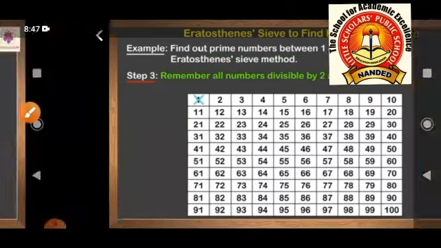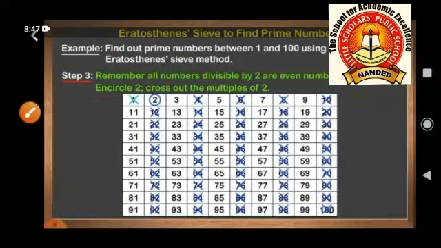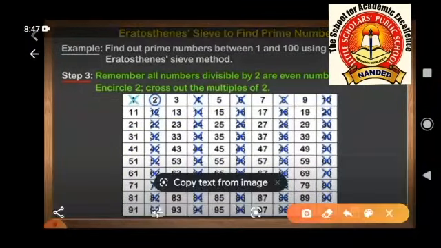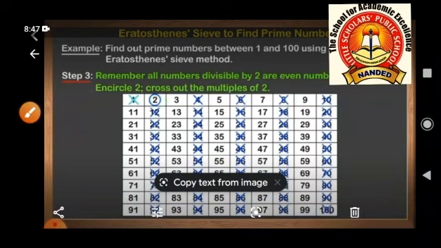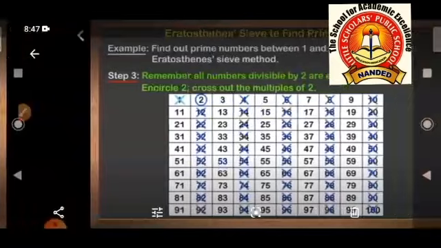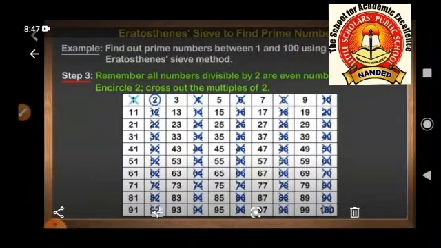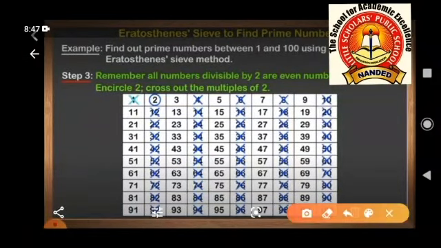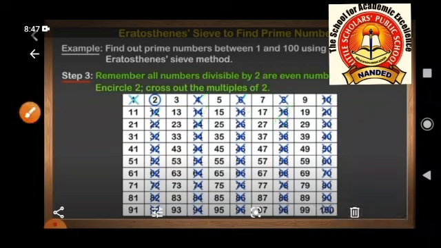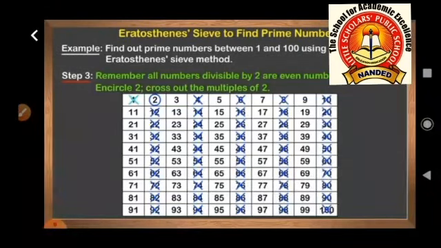So in this step he circled the 2, because it is the even prime number, and crossed out all the multiples of 2, like 4, 6, 8, 10, 12, 14, 16, 18, meaning all the even numbers other than 2. This is the third step.